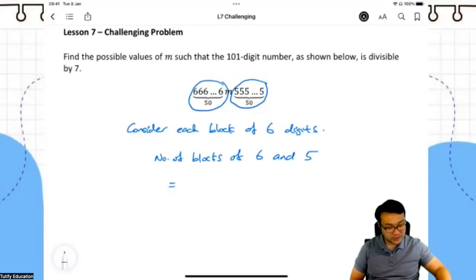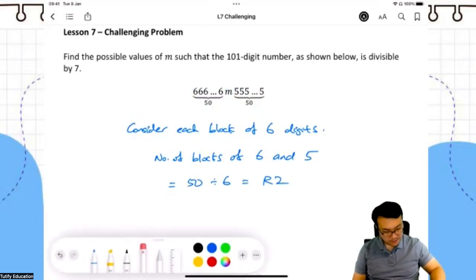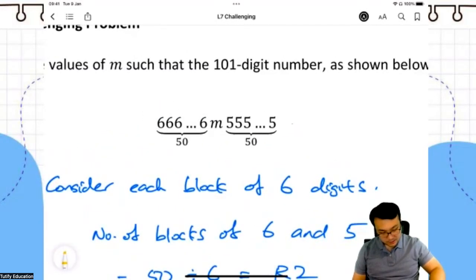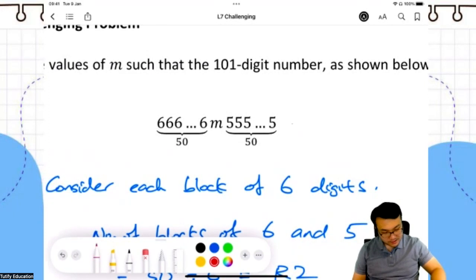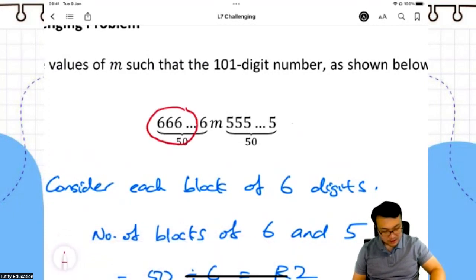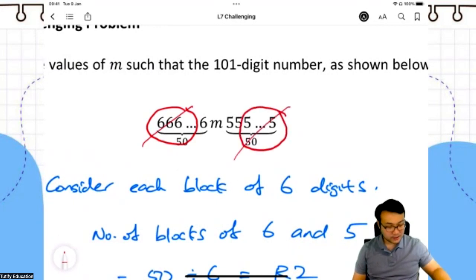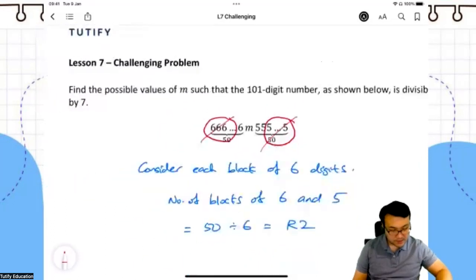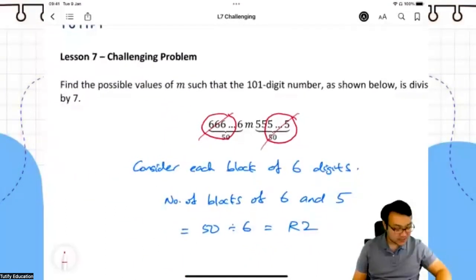What should I do to find the number of blocks? 50 divided by 6, and I will get a remainder of 2. Okay, good. Now what does that mean? That means the first 48 digits are already divisible by 7. The last 48 digits are already divisible by 7.